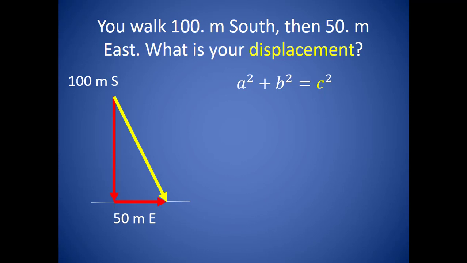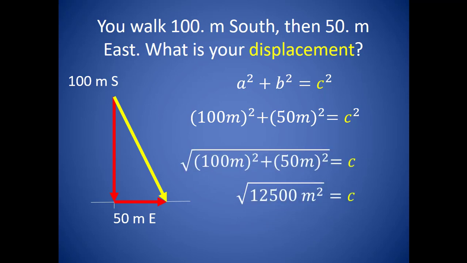As long as you have the two sides of your triangle and identify the hypotenuse as c, you're going to be fine. So if our a side is our south, we're going to take 100 meters squared. We're going to add that to our b side squared, which is 50 meters squared. And that will be equal to our hypotenuse, c squared. So we're trying to find c, our hypotenuse. So we're going to square root everything that's added together on that left side. We do the math underneath the square root sign, and we find the magnitude of the displacement to be 112 meters. So the length of our hypotenuse is equal to our overall displacement, and that is 112 meters.